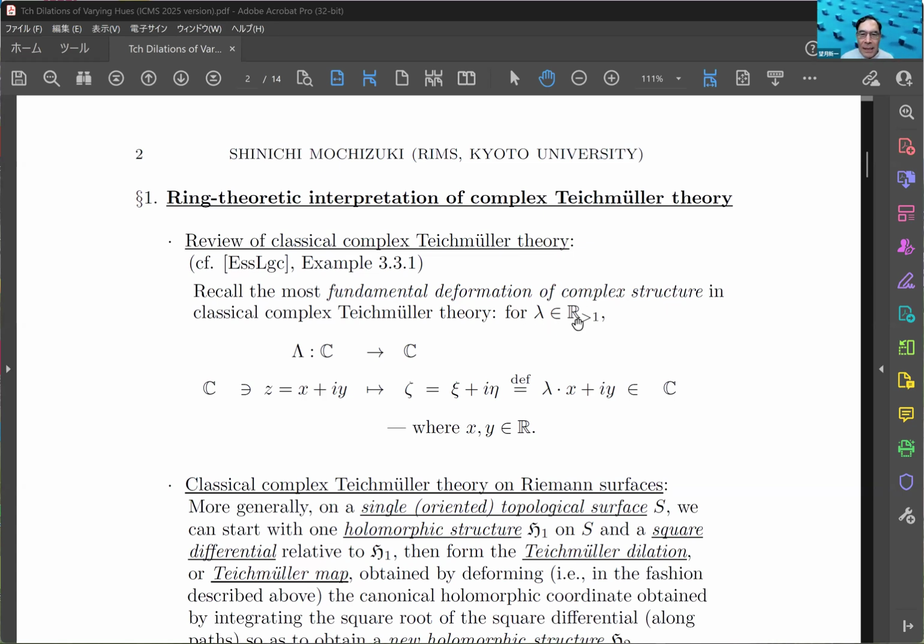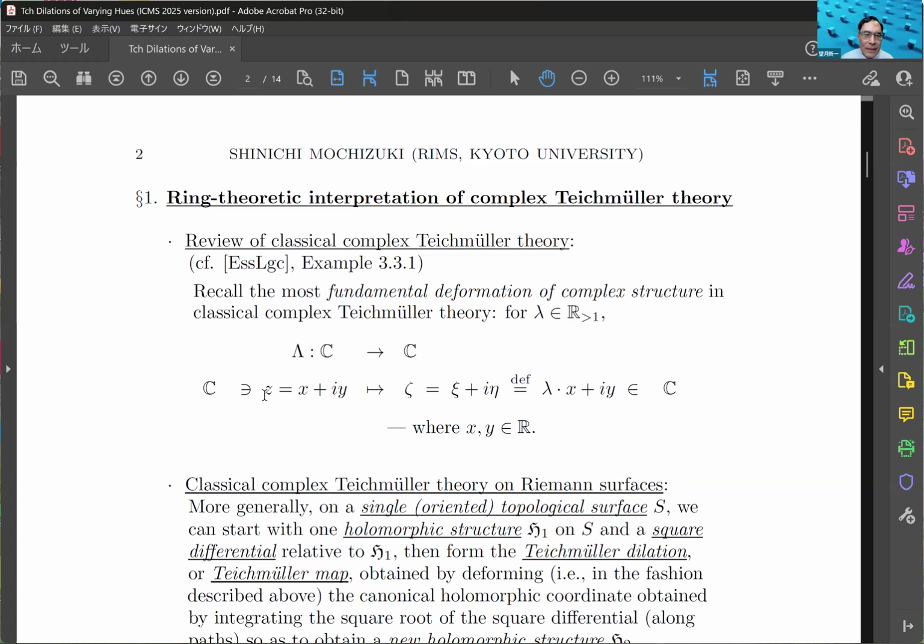So for lambda, a positive real number greater than 1, we map z, the standard complex coordinate in the complex plane, which can be written as x plus i y, where x and y are real numbers, to zeta, which is xi plus i eta. So we multiply the x coordinate by lambda. In other words, we're deforming the x coordinate and keeping the y coordinate fixed. This is a non-holomorphic map, and this is the most fundamental deformation of a complex structure.